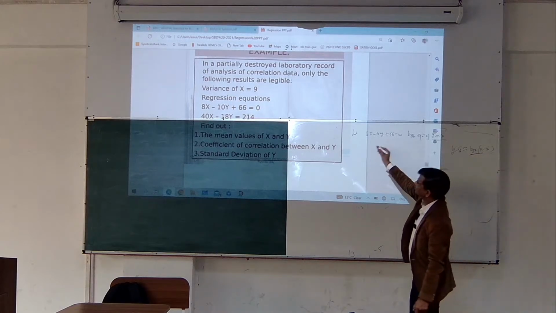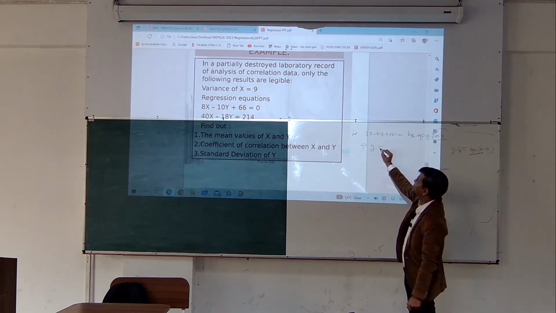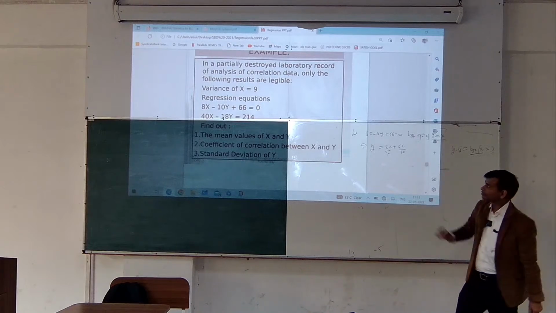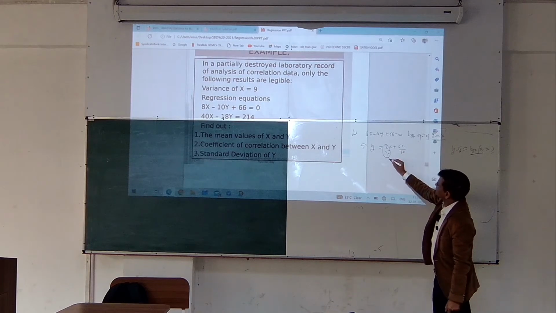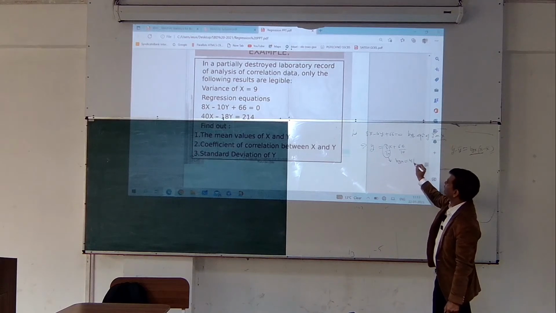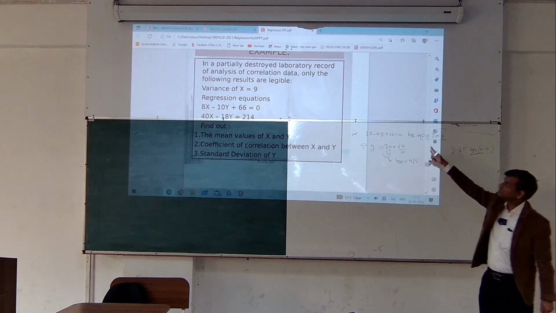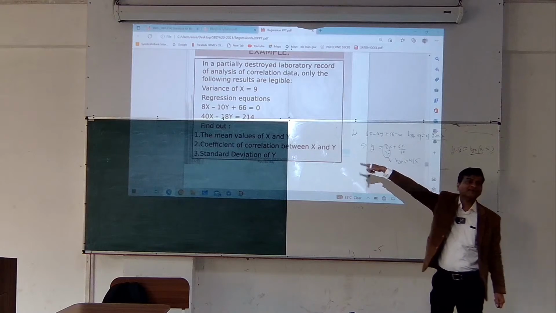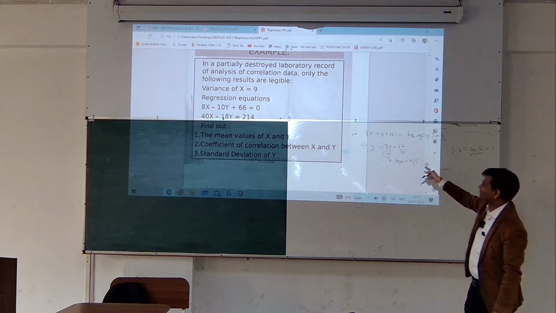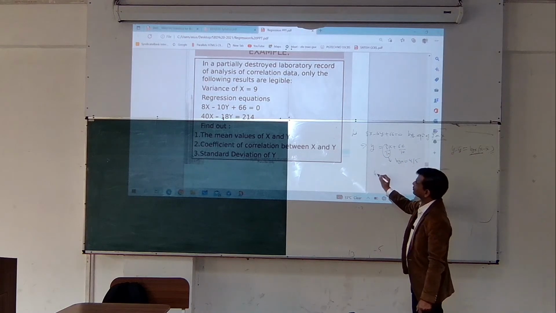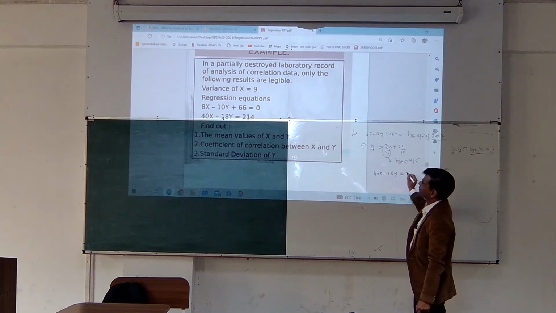So what is the coefficient of x? You have to convert this into y equal to. If you take 10y there, it becomes 8x plus 66, divided by 10. So this is your byx, which is 4 by 5. Okay, so this is my byx, because I assumed the first one to be y on x. You can also assume the second one as y on x, but let us see the first one. My byx is this.